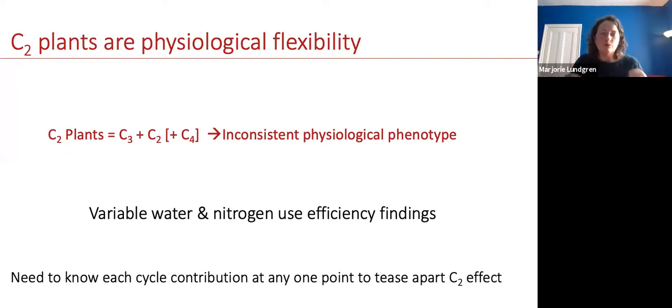So one thing I'm planning to try to do is to break down and understand the contribution of each of these potentially 3 cycles at any one point, to determine the effect of C2 photosynthesis on these plants. But yeah, I'd love to be able to say C2 plants have higher water use efficiency and nitrogen use efficiency. And if I cite the right studies, I can say that. But if you look more broadly, it's just a bit all over the map, if I'm being honest. Okay.